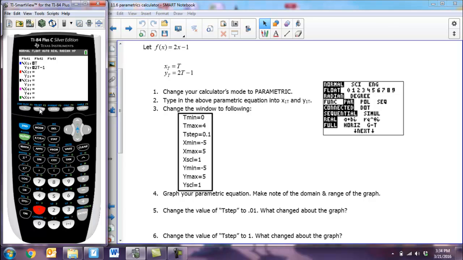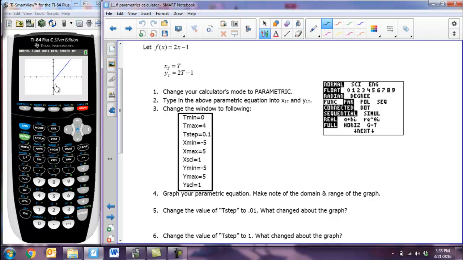Then it gives me some restrictions to put in my window. So I'm going to go to the window and change it so it matches these things on my paper. Now I have my window fixed up, so I'm going to press graph. It tells me to make note of my domain and range. Looking at this graph, my domain, or where my x starts, is at 0, whereas my y starts at -1. So that's my parametric equation. If I was to plot points in between 0 and 4, this is what it would look like.